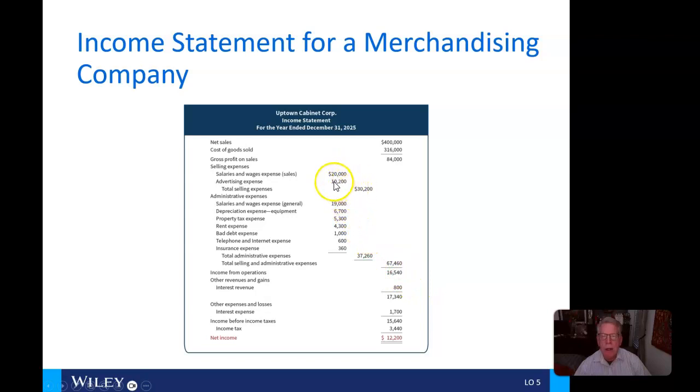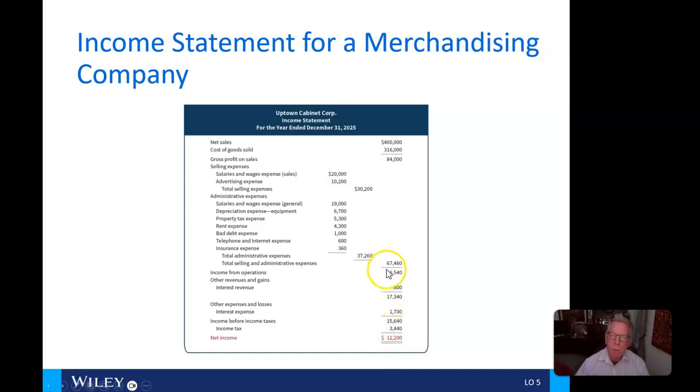And then it has some selling and administrative expenses below the gross profit line. We normally divide up our operating expenses between selling expenses and administrative expenses, and that gives us our operating income. Sometimes we have other revenues and gains. And here we go, in this case, it was interest revenue. So that adds. We have some other expenses and losses that subtract. And our income before income tax is 15,640. We have some income tax, and that gives us a net income.